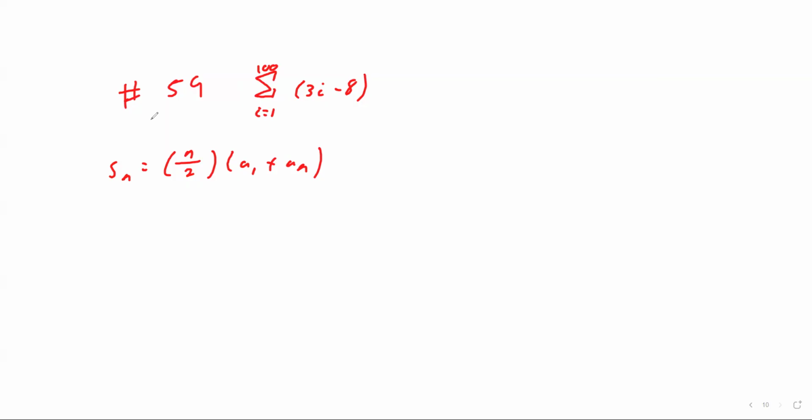Ace of 1 and n. But I don't know, I just find this one to be easier. And the reason I say that is because I can easily come over here and find ace of 1. So ace of 1 will be 3 times 1 minus 8. So that's going to be 3 minus 8, which is -5. I now have ace of 1. Now I just need to find ace of 100.